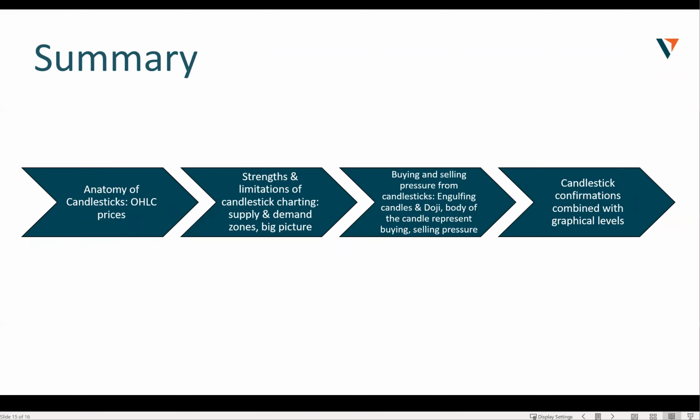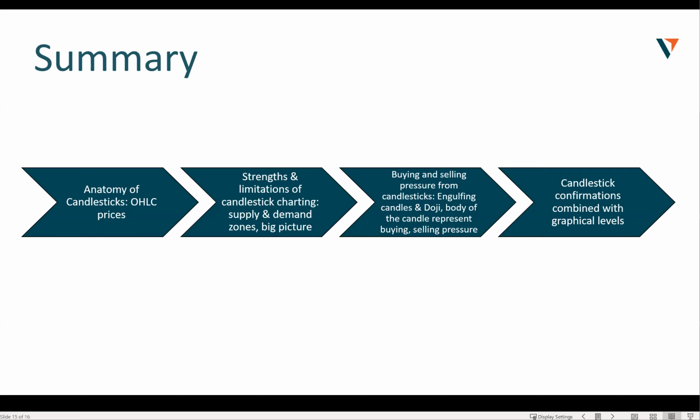We started the session with the anatomy of candlestick patterns, looking at open, high, low, close prices. We also shared how to read candlestick patterns, and how the candlesticks reflect the open, high, low, close prices. Next, we looked at the strengths as well as limitations of candlestick charting. For this, we went on to cover supply-demand areas, understanding the concept that in the interaction between demand and supply, when supply fails, it creates demand and vice versa.